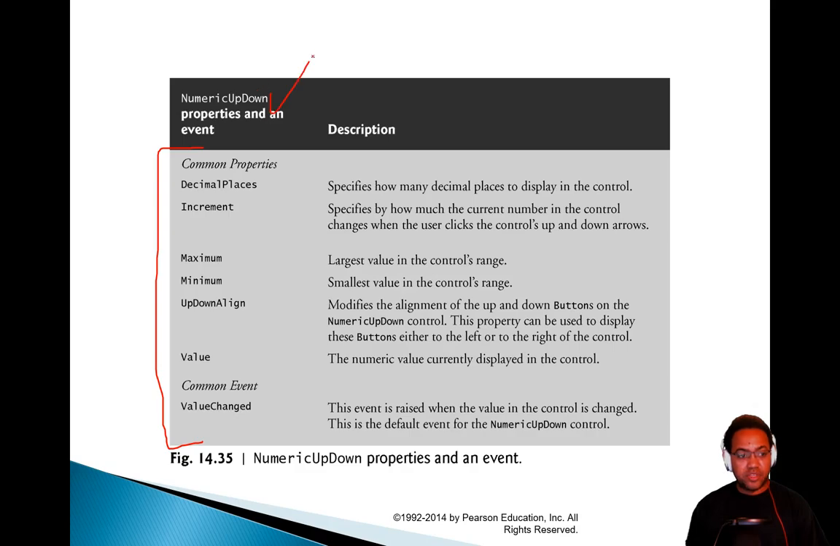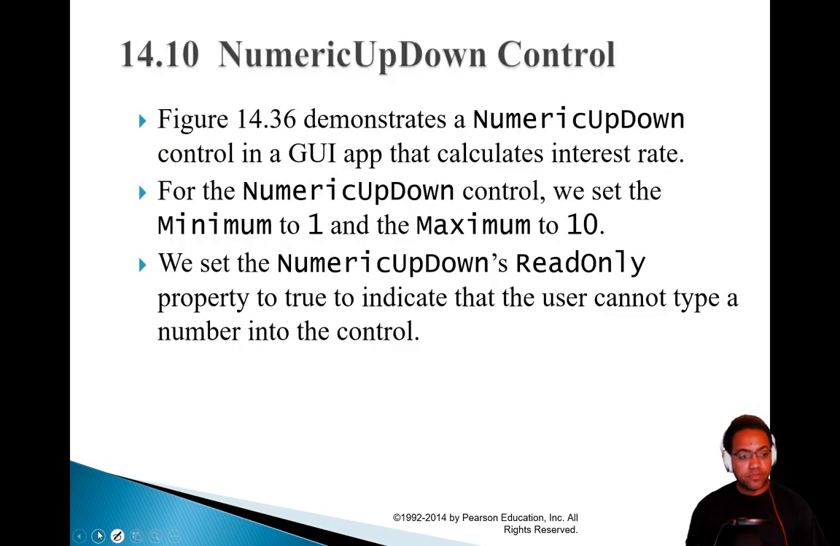I'm not necessarily too much a fan of the numeric up-down, because if you want to do large changes in numerical value, you can't. Well, you can, but it's cumbersome. So we set the minimum value to 1, maximum to 10. They're showing us how they did the numeric up-down. They also set the numeric up-down's text box to read only, so that you can only use the numeric up-down arrows. Like I said, I'm not a fan of numeric up-down, but it's good to know.